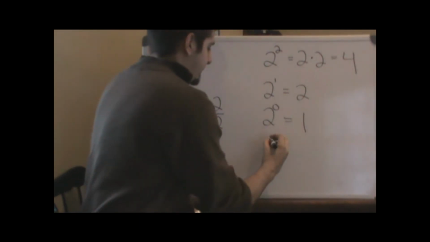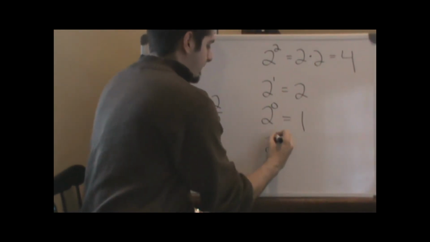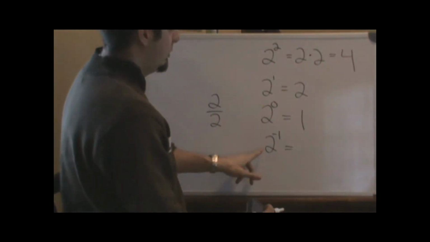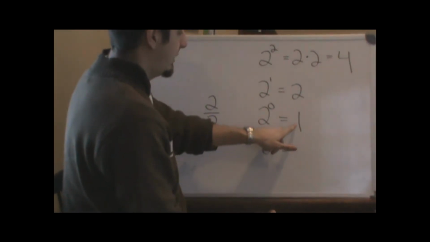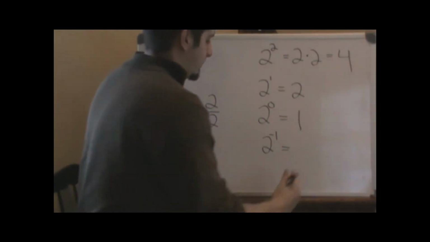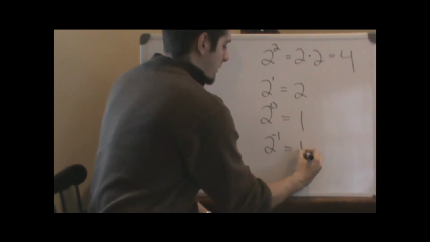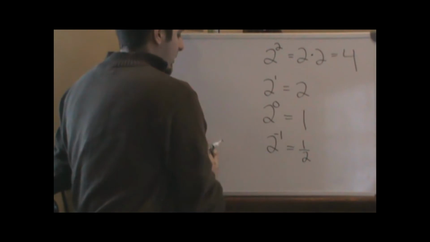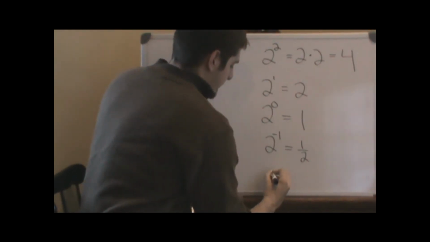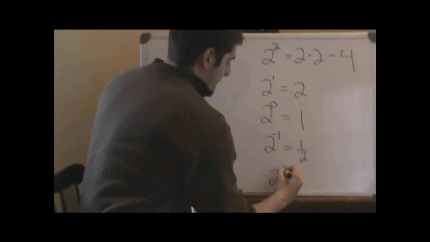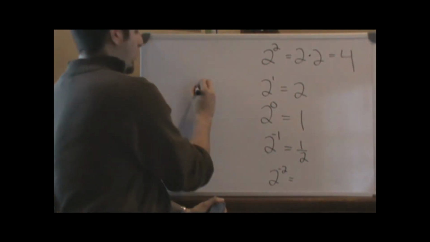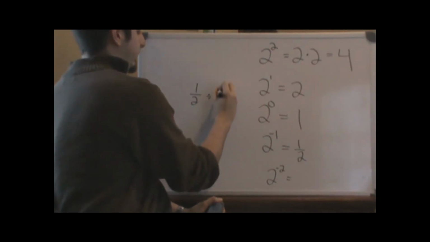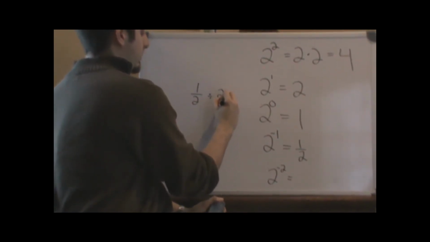The negative exponent. To get 2 to the negative 1, I would take the number 1 and divide it by 2, which would be 1 over 2. To get 2 to the negative 2, we take 1/2 and divide it by 2.